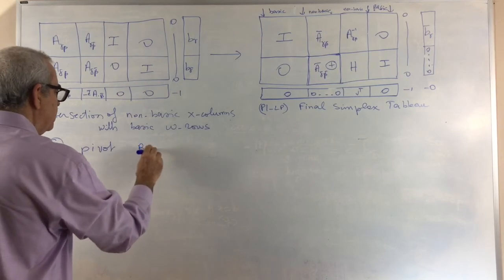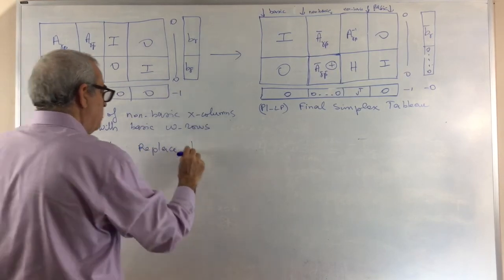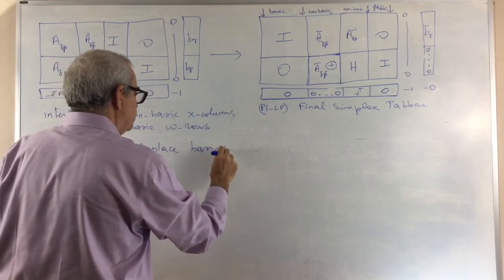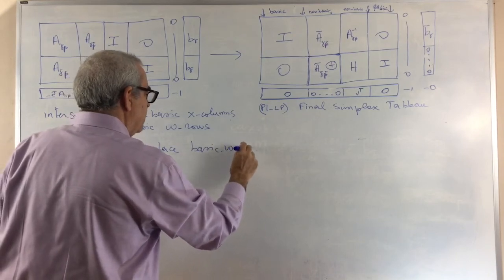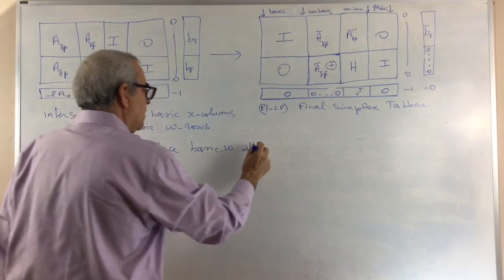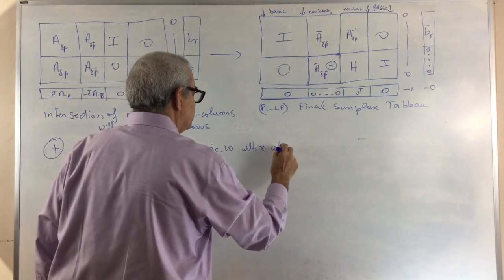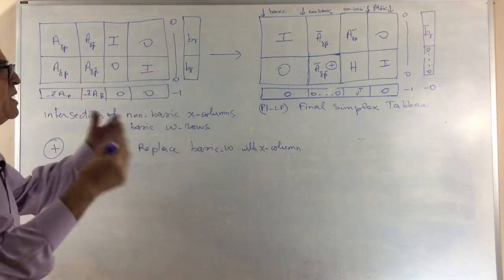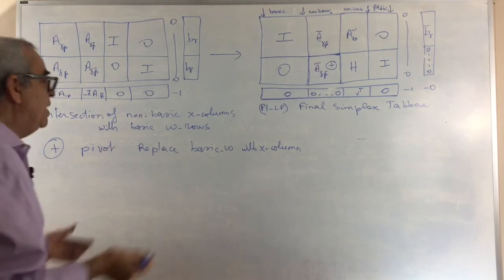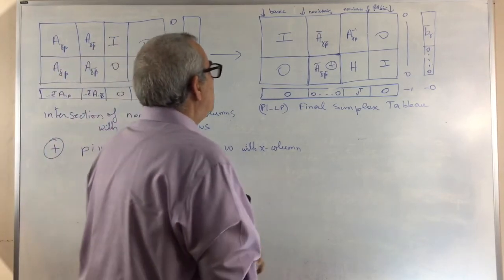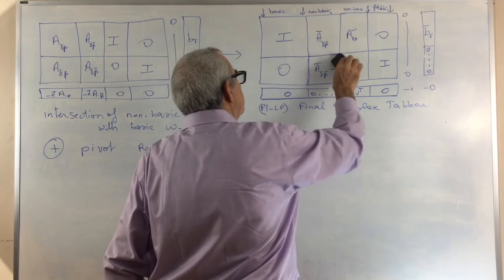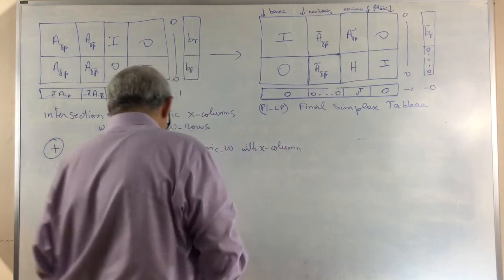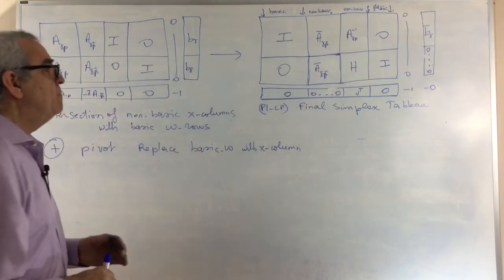and replace a basic w with an x column. And we keep on doing that till there are no positive terms here.